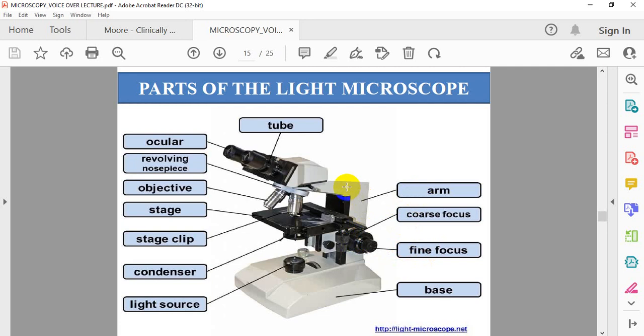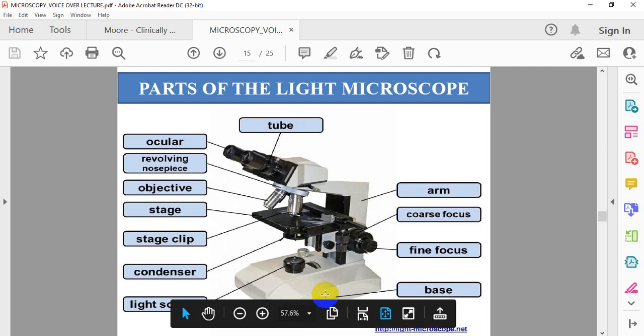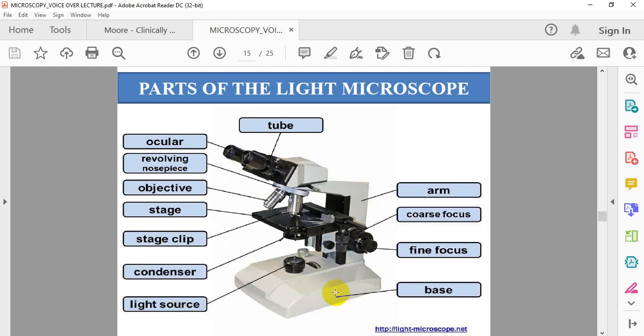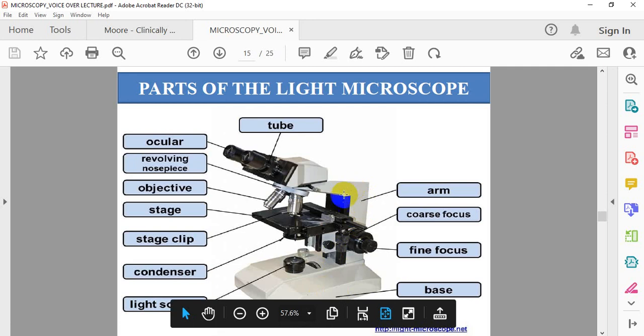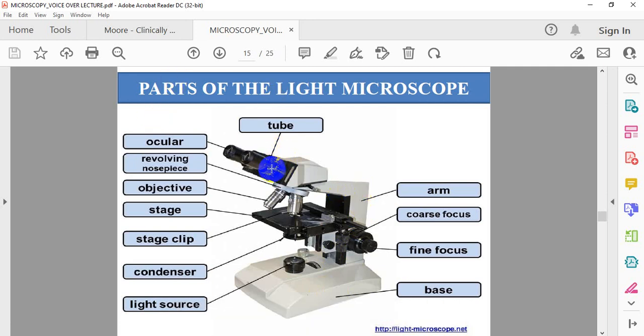We have the arm of the microscope. That's where we carry it. If you are carrying the microscope, you hold the arm, then one of your palms will be under the base, the foot of the microscope. Then one hand will hold the arm. We have the tube, which connects the objective lens and the ocular or eyepiece lenses. This is the tube.